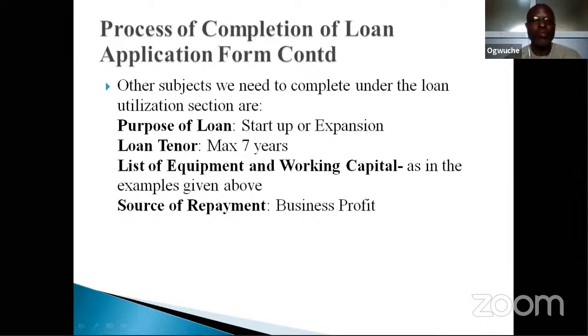All right. So other subjects we need to complete on the loan application form. We've already talked about the purpose of the loan, which is 7.